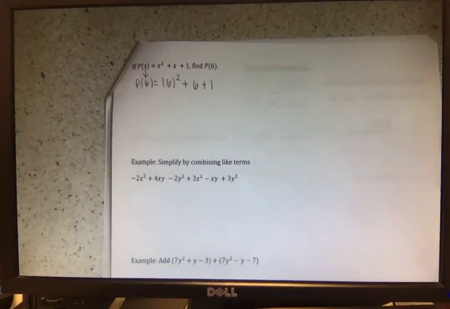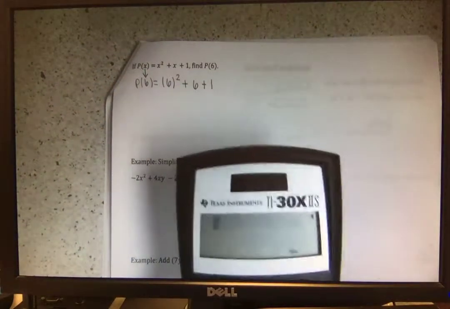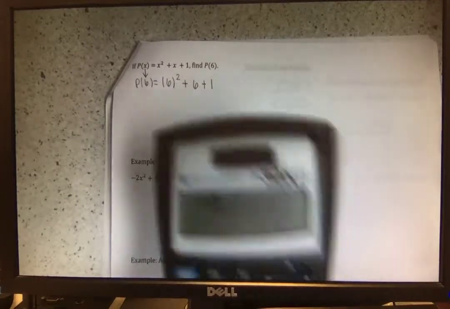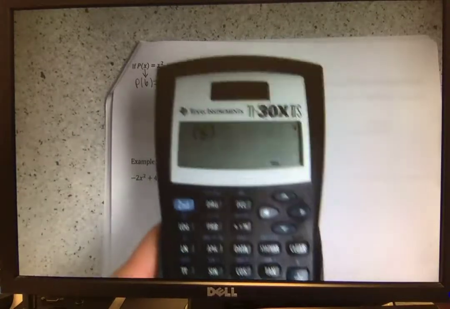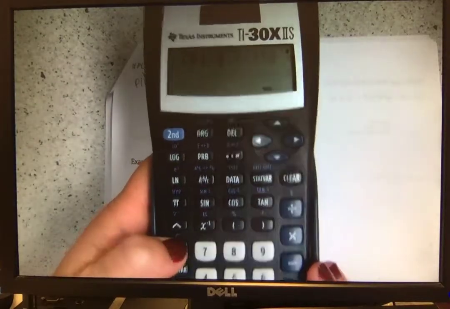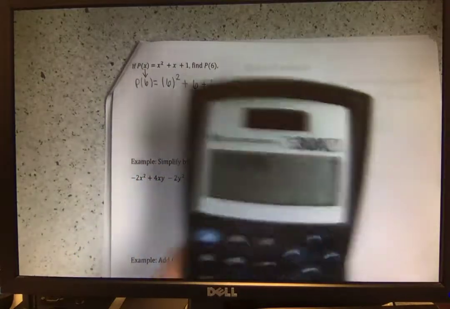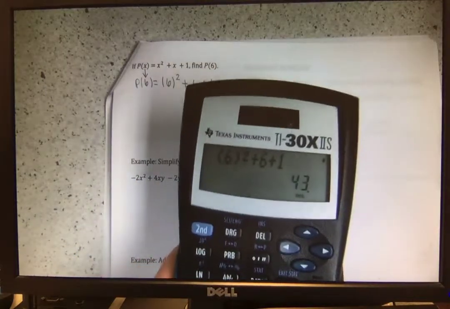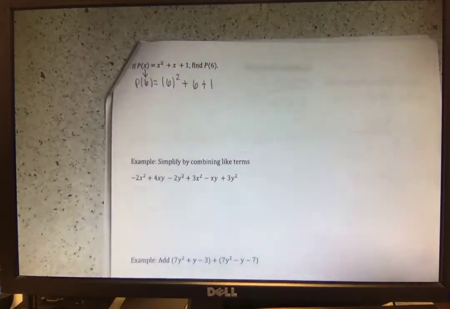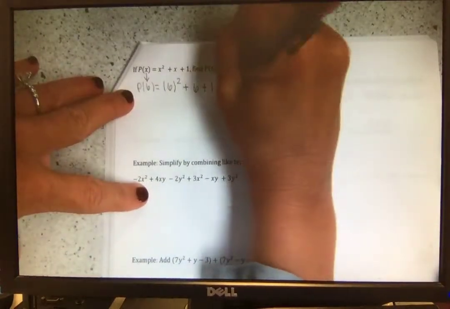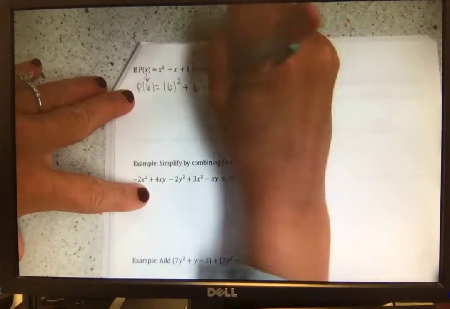We're going to plug this into our calculator exactly like we see it. So in parentheses, 6 squared. You can either do the caret button, or right here next to the 7, we have a squared. So 6 squared plus 6 plus 1, which will give us 43. So that answer will be 43.